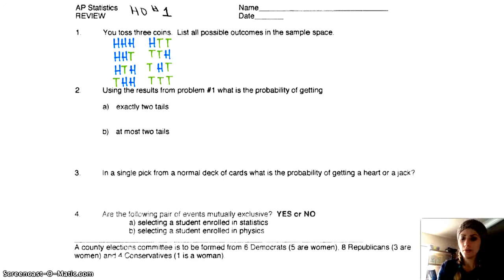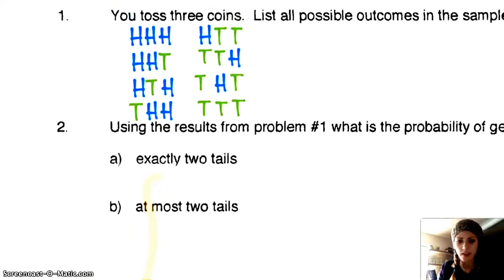Alright, so number 2 says, using the results from problem number 1, what's the probability of getting exactly 2 tails? And so in which case you want to look at all of the possible options that I have that have 2 tails. Okay, so exactly 2 tails. Here, here, and here. So that's 3 out of 8 possibilities.